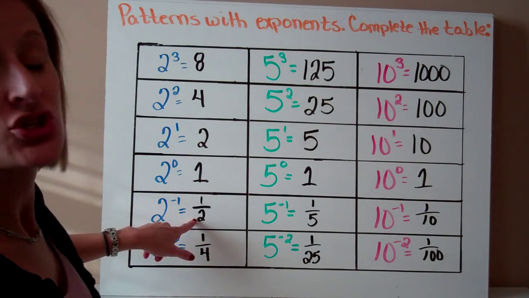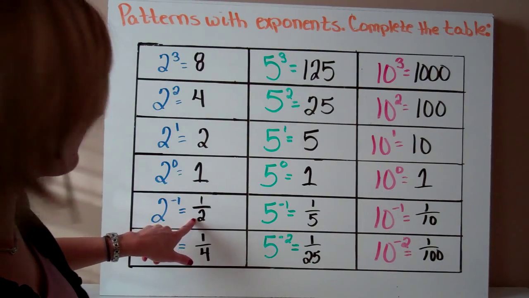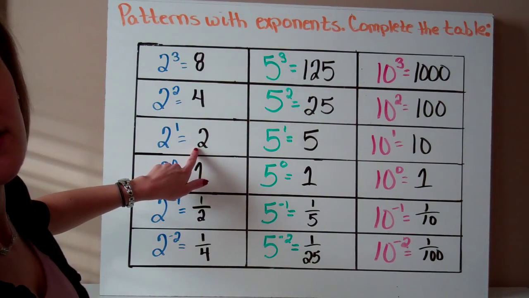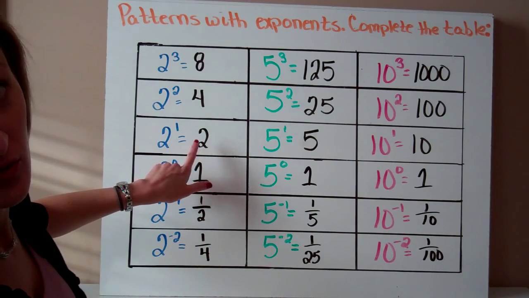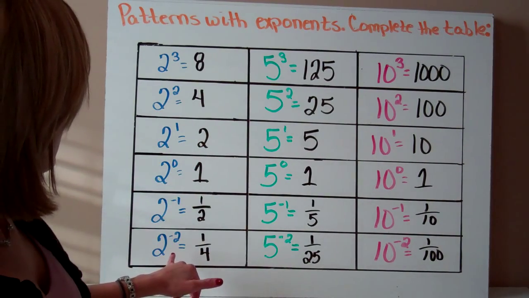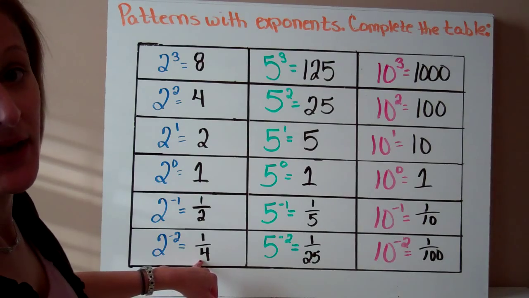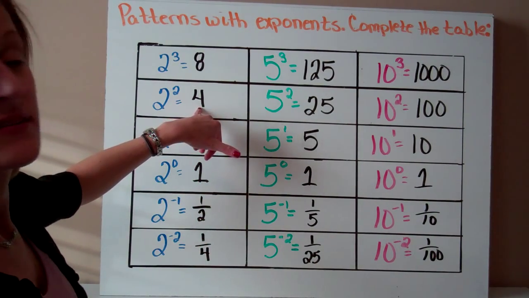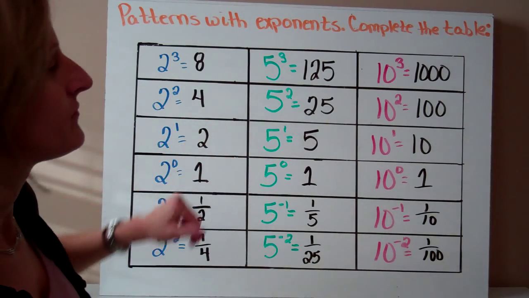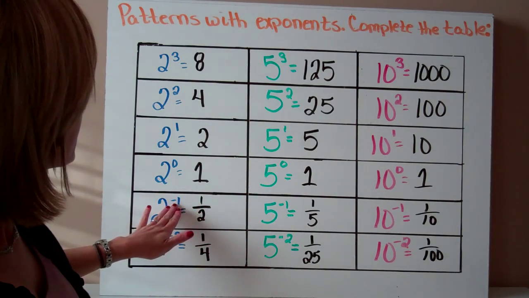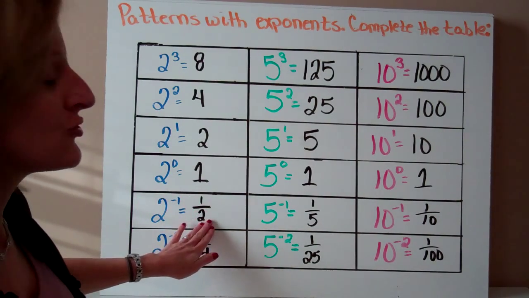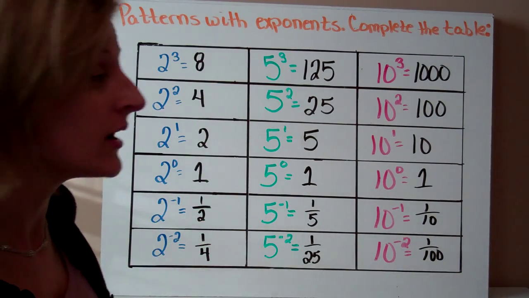If you look, 2 to the negative first is 1/2. That denominator is 2, the same thing as 2 to the first power. 2 to the negative second, your denominator is 4, and 2 to the second is 4. So if you notice, the negative basically means it's still 2 to the first, but it wants you to write it as a denominator under 1.